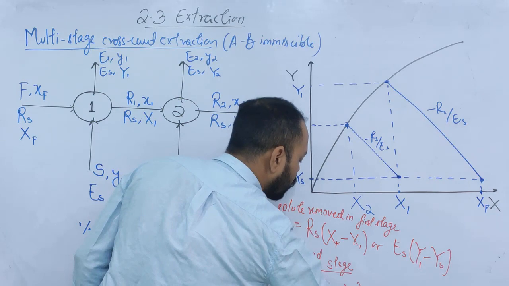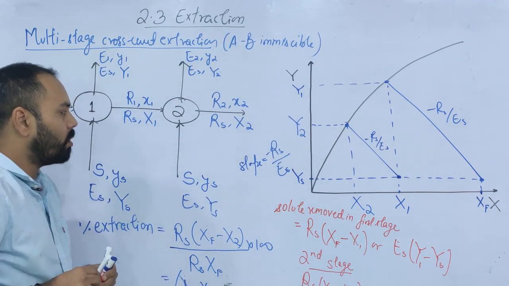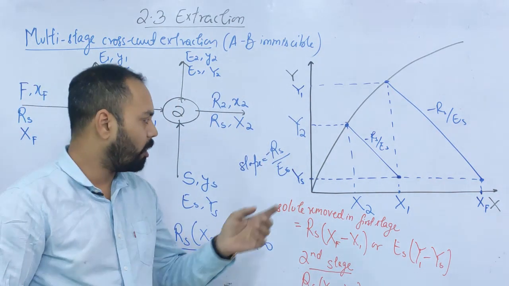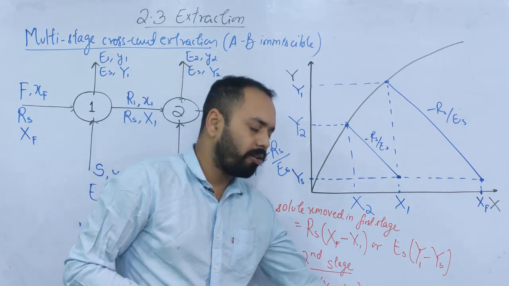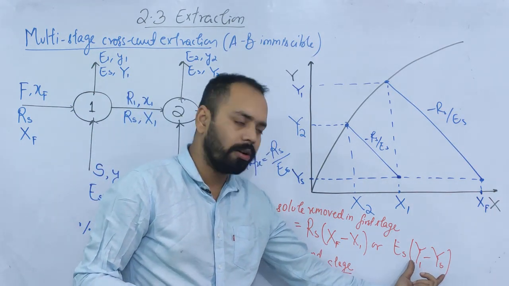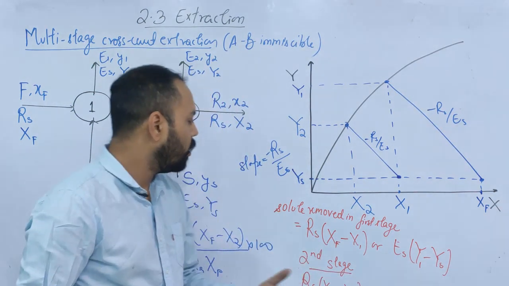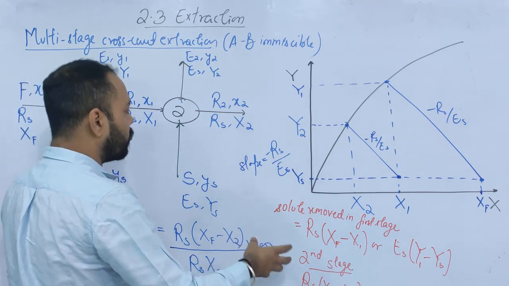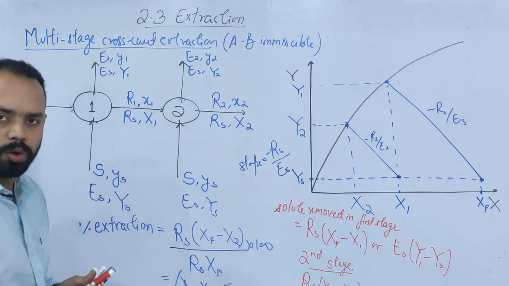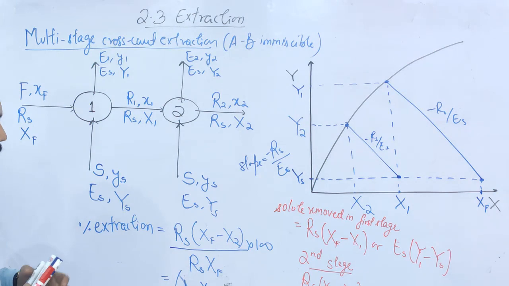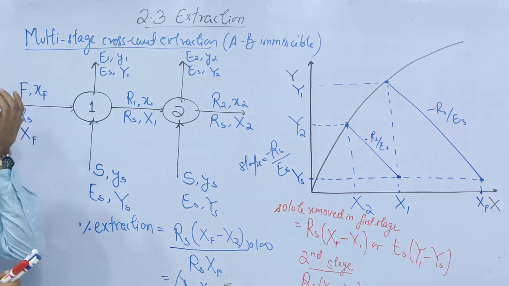Now you can easily see in this graph which one is less, Y1 or Y2. Y2 is less, so Y2 minus Ys will be less than Y1 minus Ys, and definitely therefore more solute is removed in the first stage and less solute is removed in the second stage. That is one thing where most of the students make a mistake.